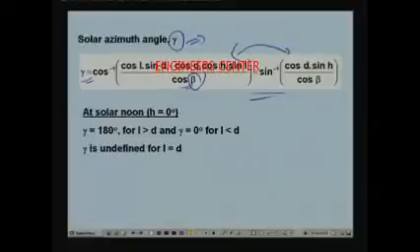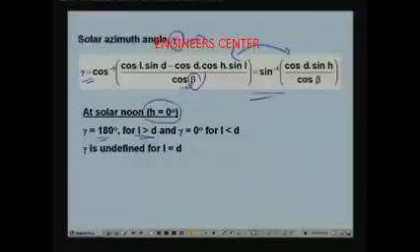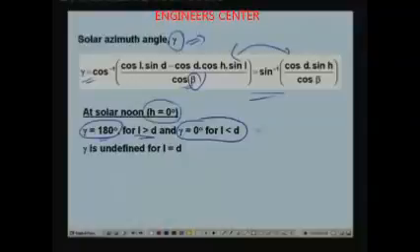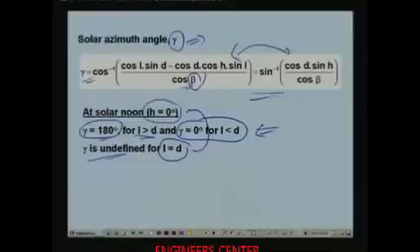And one important thing to note here is that at solar noon, that means when H is equal to 0, gamma is 180 degrees for L greater than D, that means when the latitude angle is greater than the declination angle. Then we have to take gamma as 180 degrees, and gamma should be taken as 0 degrees for L less than D. Okay, so you must keep this in mind. Only for solar noon you have to keep this information, and gamma is not defined for L equal to D at solar noon from this equation. Okay.